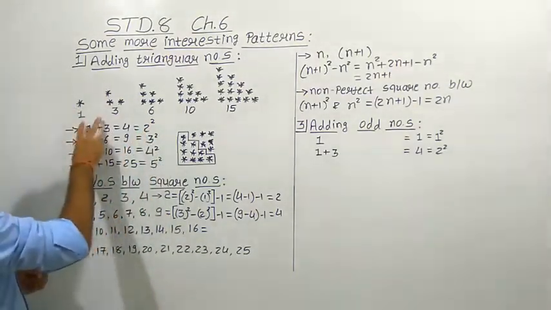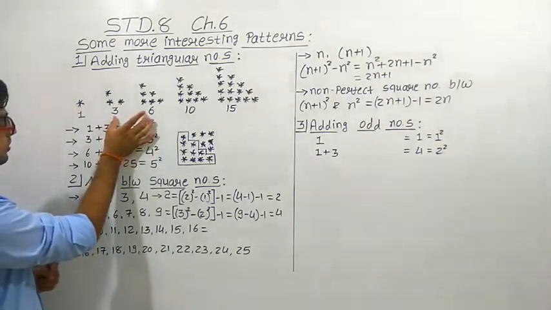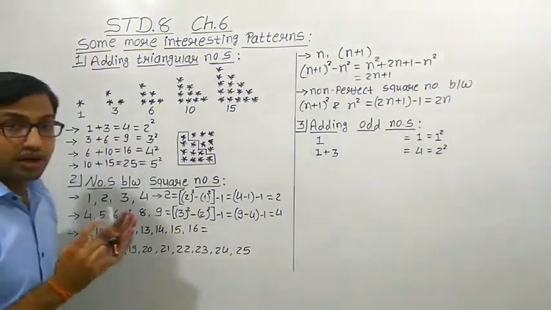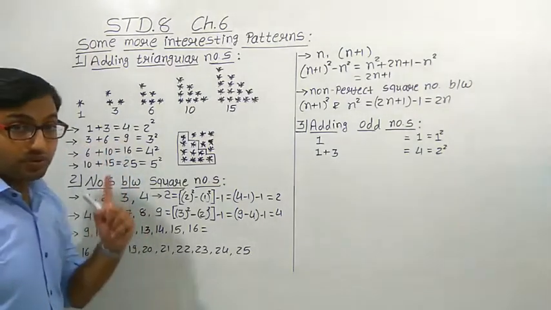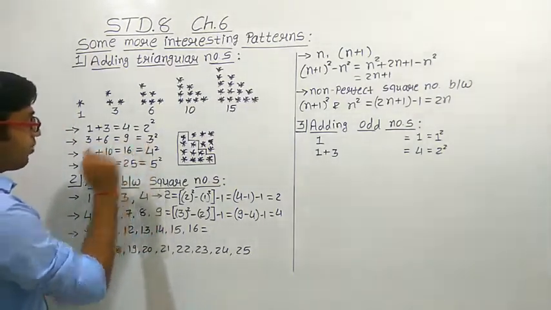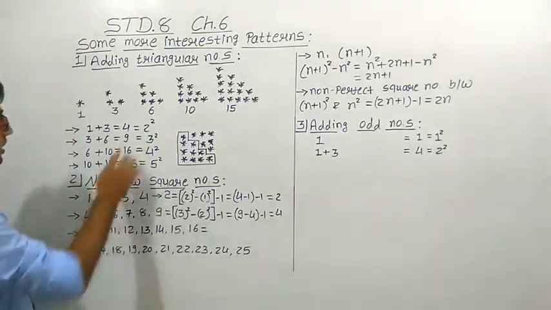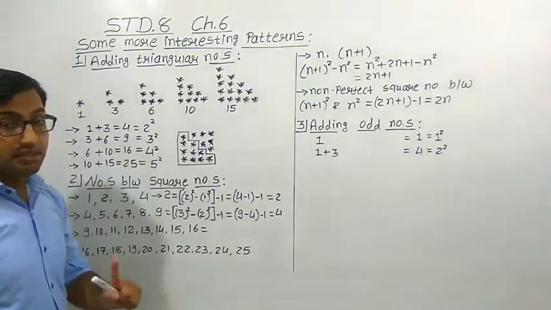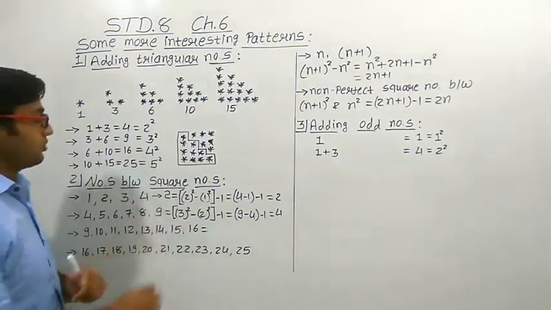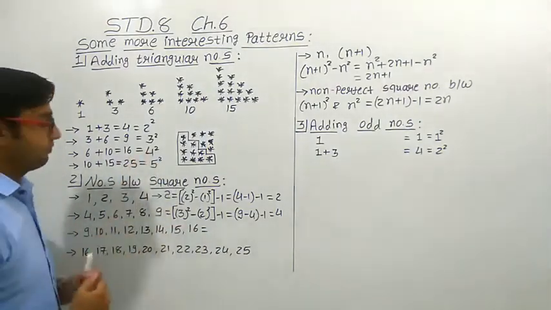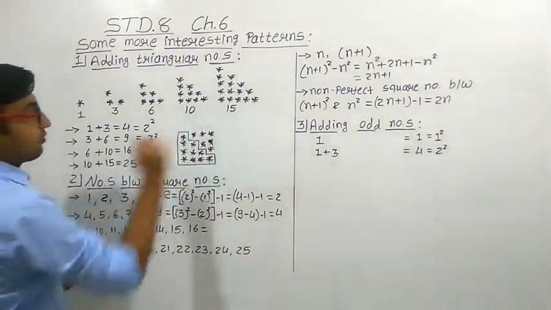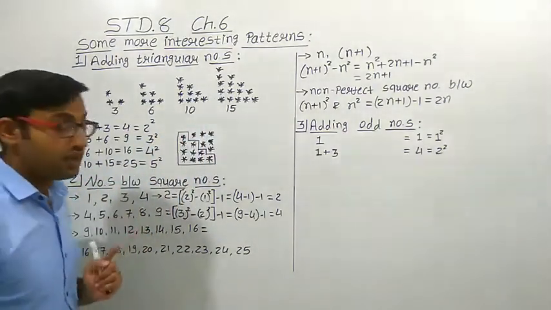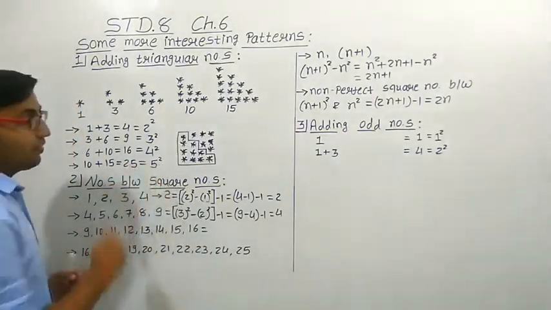In the same way, if we add these 2 numbers, 3 and 6, what will happen? 3 plus 6 is 9. And 9 is a perfect square number. It is the square of 3. Again, if we add 6 plus 10, we get 16. 16 is a perfect square number. It is the square of 4. 10 plus 15 equals 25. 25 is again a perfect square number and it is the square of 5.